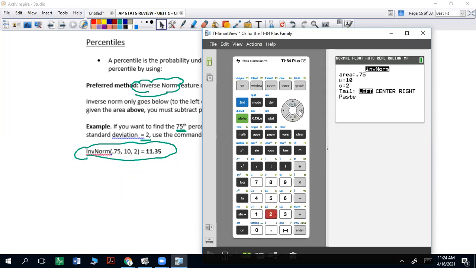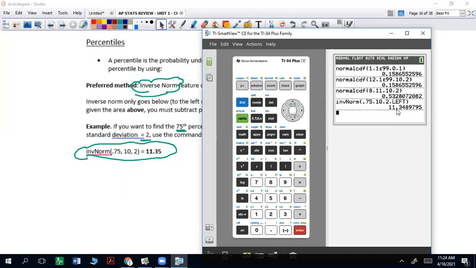And you just put the mean and standard deviation. And there, that is the percentile. Or that is the location. So the 75th percentile is about 11.34, 11.35. That's what the 75th percentile is.